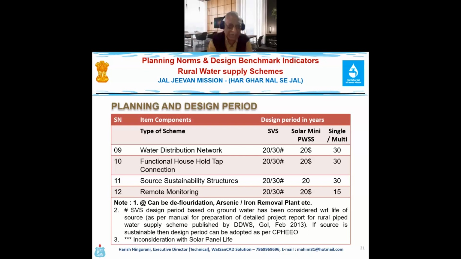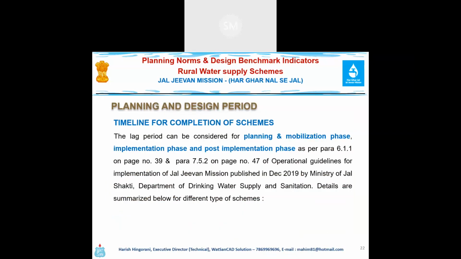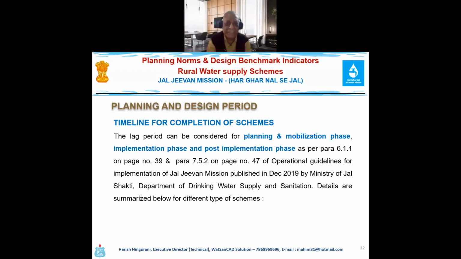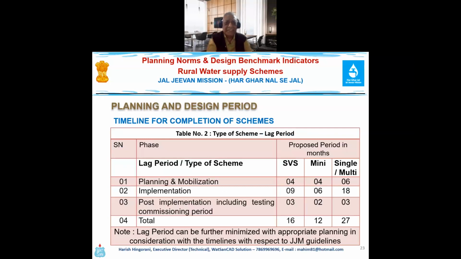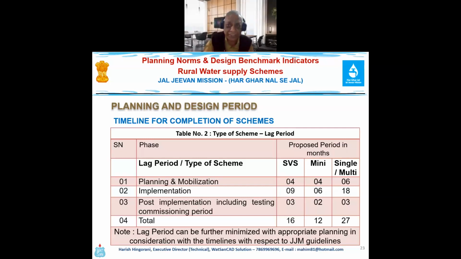Thank you. Thirdly, I have already discussed that the solar mini power has been decided in consideration of the solar panel cost and solar panel life. The lag period should be decided in consideration of page number 30 and 7.5 of the operational guideline of JJM, which is depicted here. This has considered the JJM guideline, but these guidelines were issued about 2 years back. So I put a note: the lag period can be further minimized with appropriate planning in consideration of the JJM timelines. Because now we have to complete the scheme by 2024, you can minimize the planning and execution lag period.